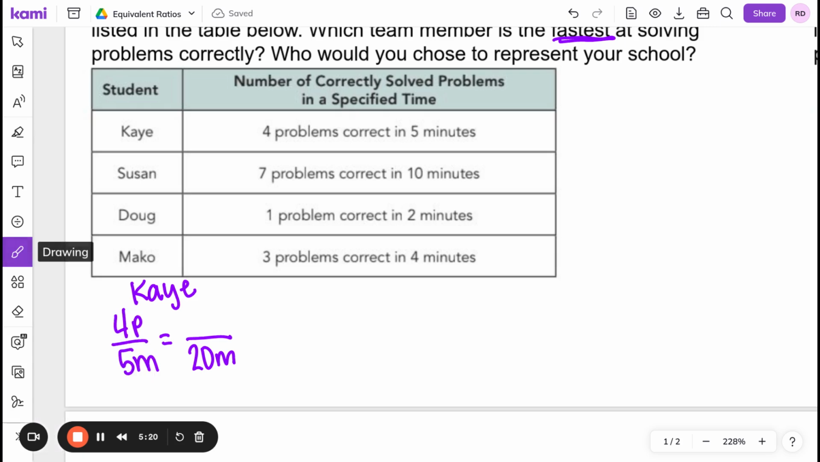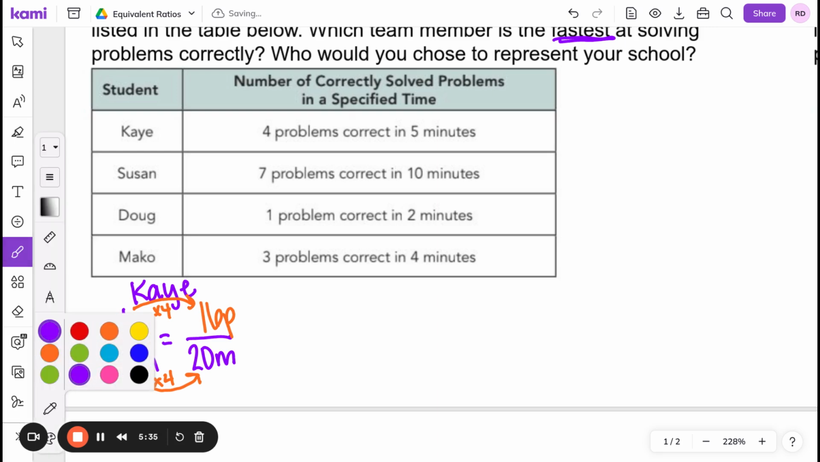So here we have to figure out how to turn a 5 into a 20. We got bigger, so we know we're multiplying. 5 times 4 is 20. Whatever I do to the bottom, I do to the top. So 4 times 4 is 16 problems. So Kay's number is 16.